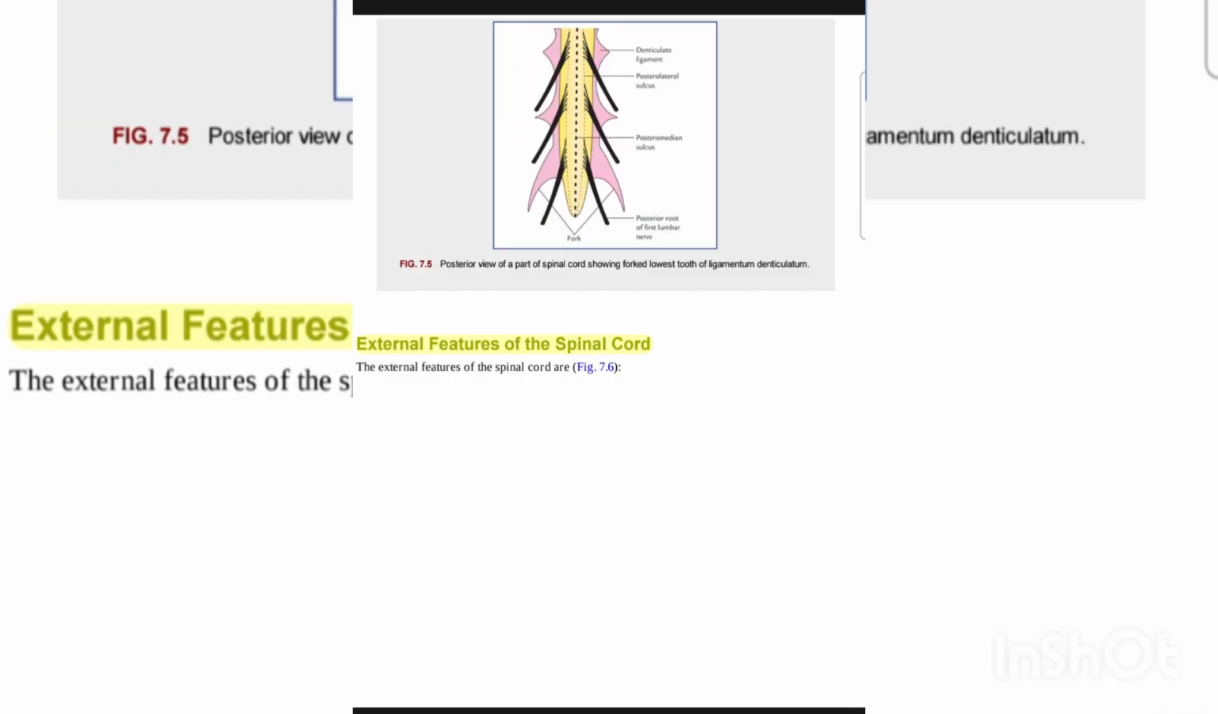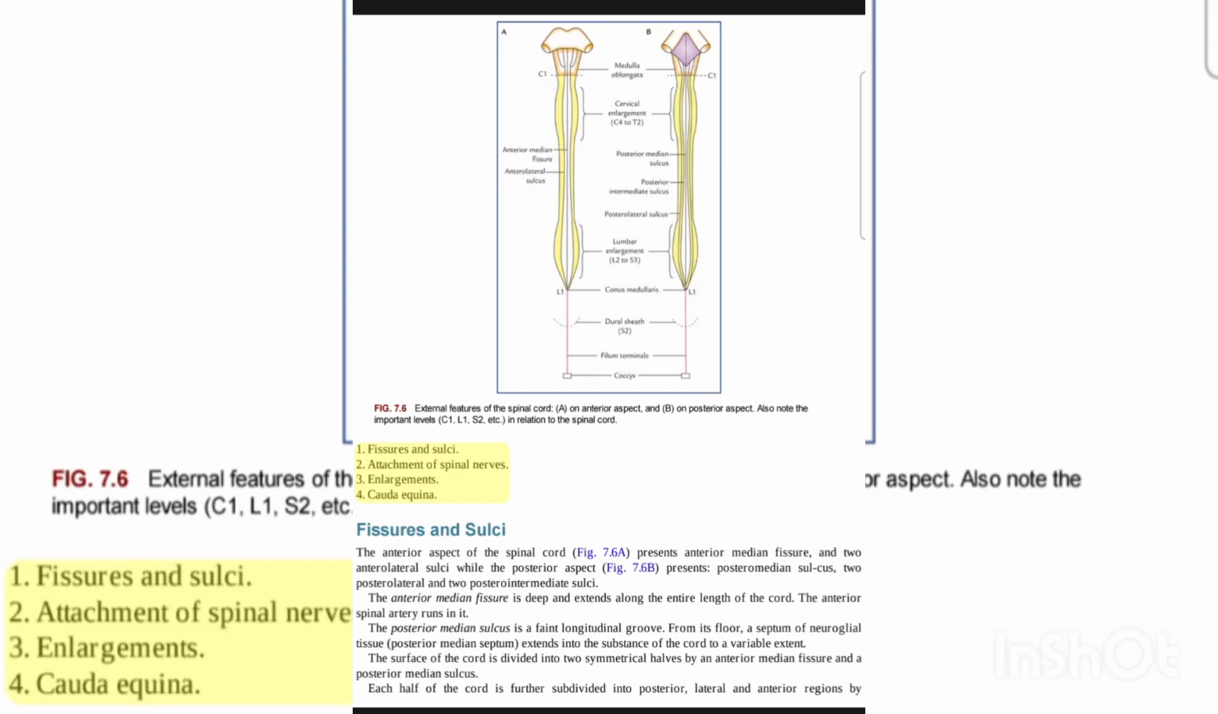External features of the spinal cord. The external features of the spinal cord are, Fig. 7.6: 1. Fissures and sulci. 2. Attachment of spinal nerves. 3. Enlargements. 4. Cauda equina.